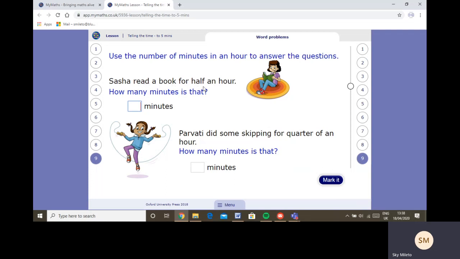Sasha reads a book for half an hour. Half an hour. We know 60 minutes are an hour. So, tell the computer screen or type it into your own lesson. How many minutes is that? Should have got the answer. 30 minutes. Pavarati did some skipping for quarter of an hour. Okay, 60 divided by 4 or 30 divided by 2, because you know that's half, would be 15 minutes. Well done if you got them.